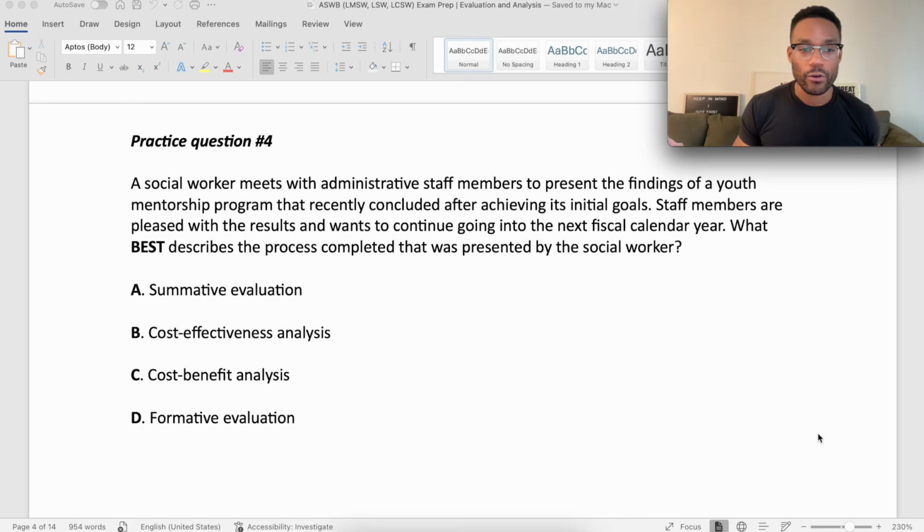And the last one, 4. A social worker meets with administrative staff members to present the findings of a youth mentorship program that recently concluded after achieving its initial goals. Staff members are pleased with the results and want to continue going into the next fiscal calendar year. What best describes the process completed that was presented by the social worker? A, summative evaluation, B, cost effectiveness analysis, C, cost benefit analysis, or D, formative evaluation. Take a sec, pause, and then we'll break it down.